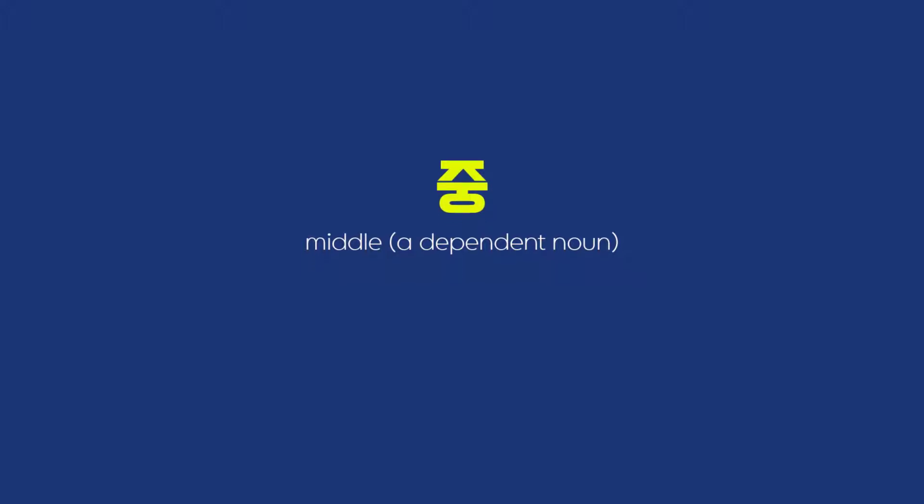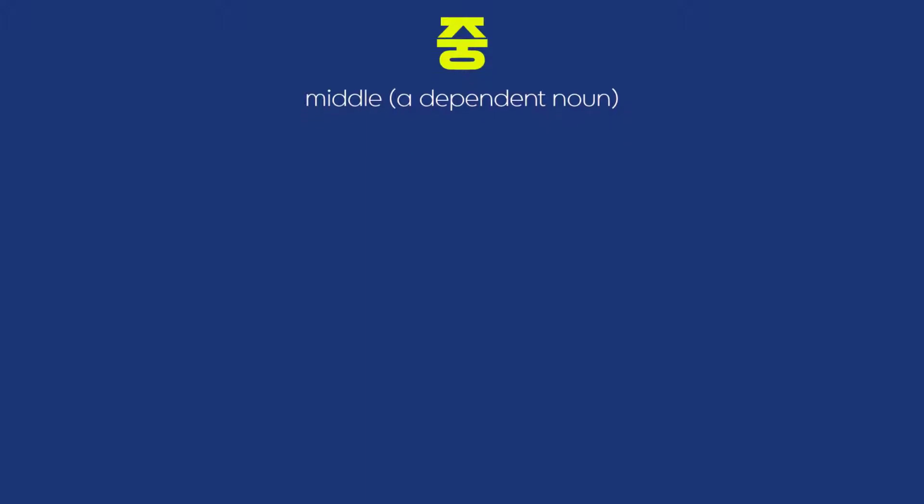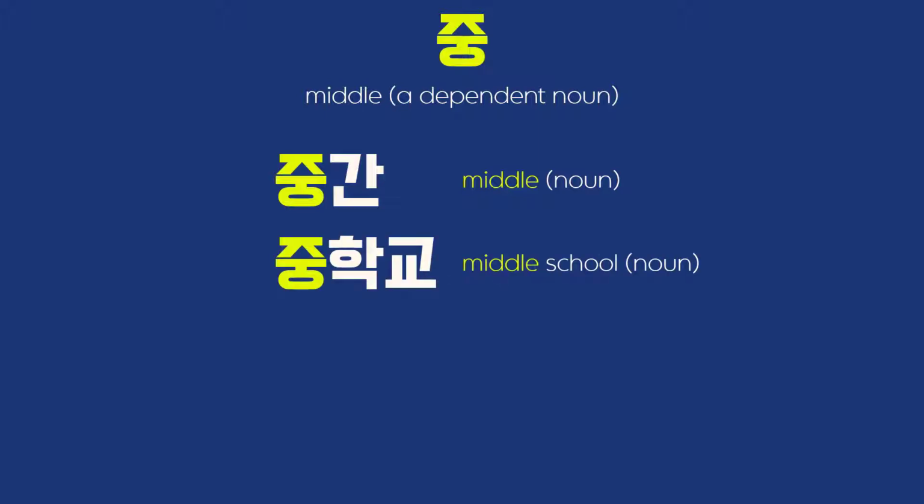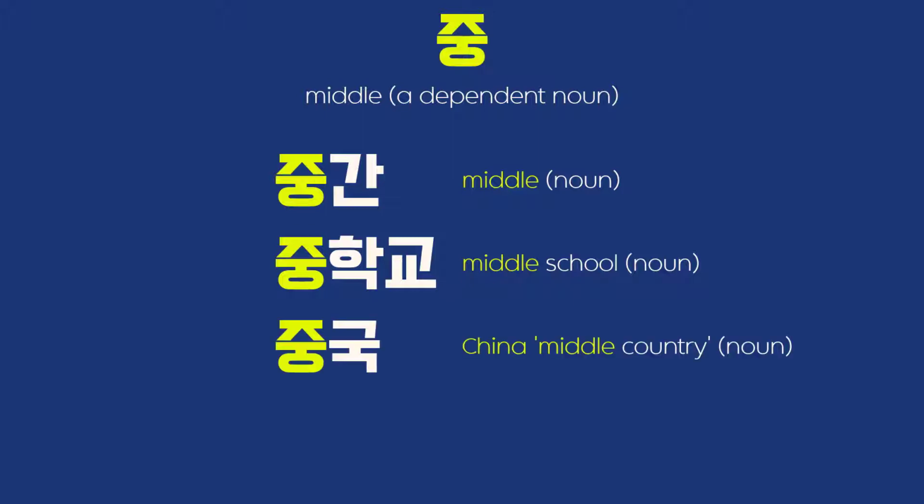So using this syllable, we can form other words that relate to the meaning of middle. For example, to actually say middle in Korean, we can say 중간. And the Korean word for middle school is 중학교. And the word for China is 중국, which literally means middle country. So when we say 중이다, it means that we're in the middle of doing something, and it essentially expresses the same meaning as 고 있다.